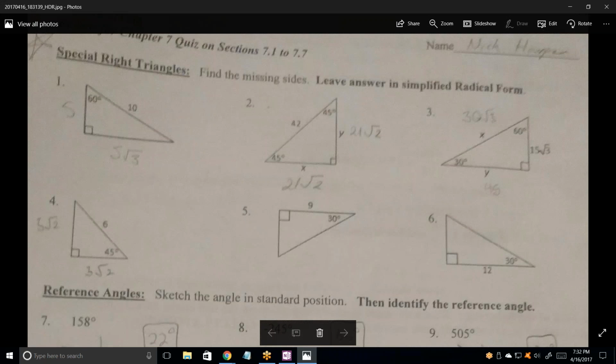You don't have to show your work? No. So you said the cosine of 60 degrees was equal to this side over 10, and that side was 5 because the cosine of 60 degrees is 1/2.